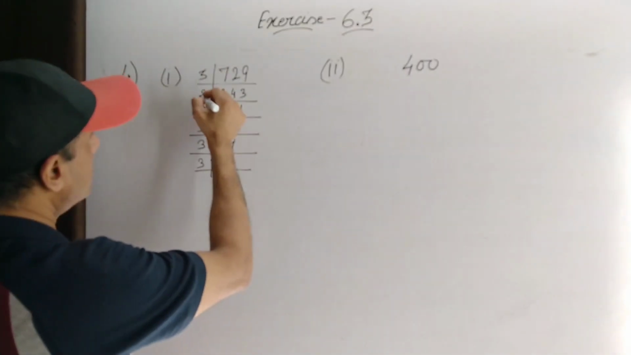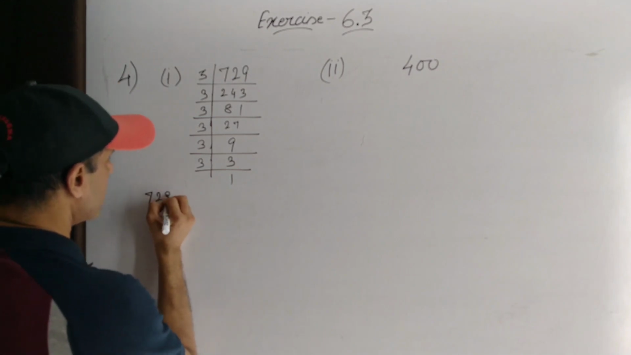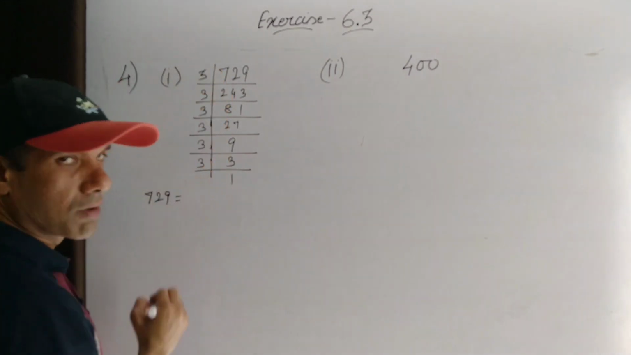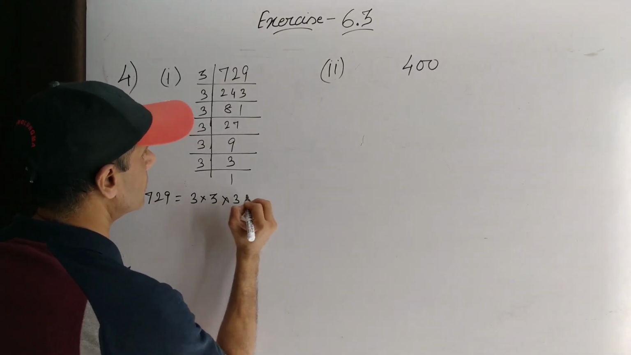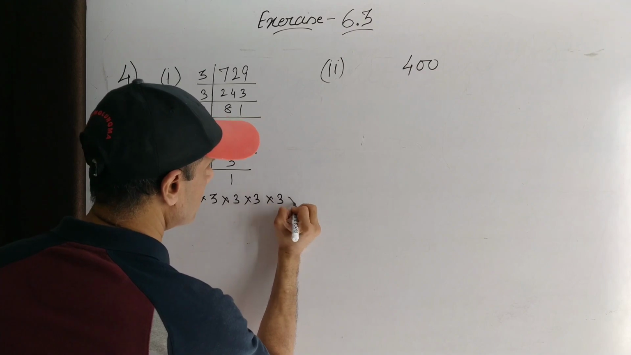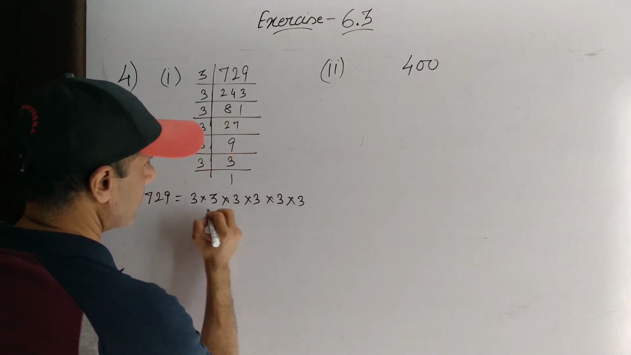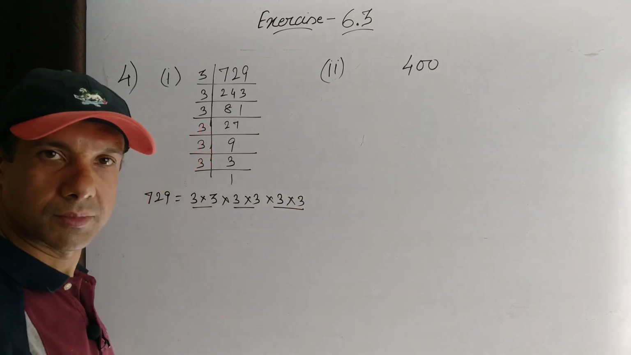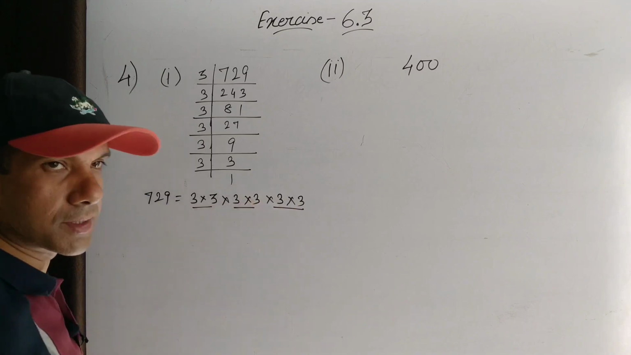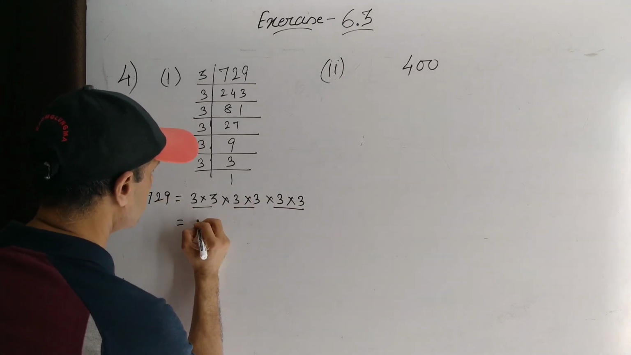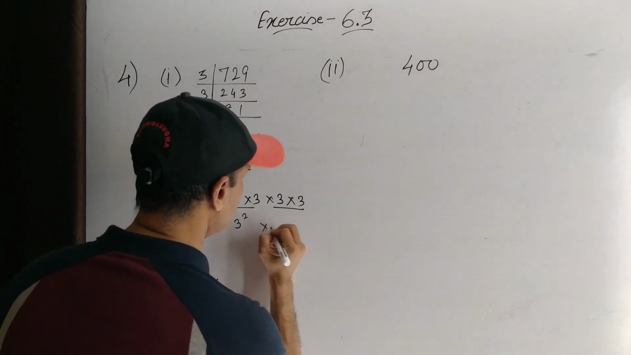Clear? 3, 3, 3, these are all prime factors. Now we can write 729 is equal to all the factors multiplied together, that is 3 into 3 into 3 into 3 into 3 into 3. So here we have got these prime numbers in pairs. Clear? 1, 2, 3, 4, 5, 6. Hence we can write this as 3 square into 3 square into 3 square.